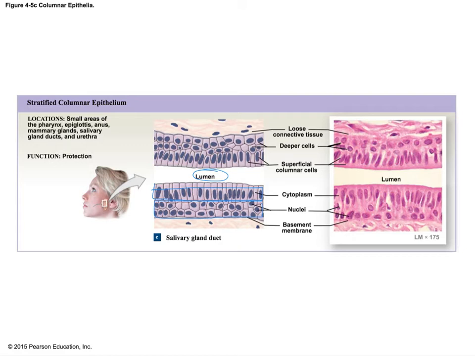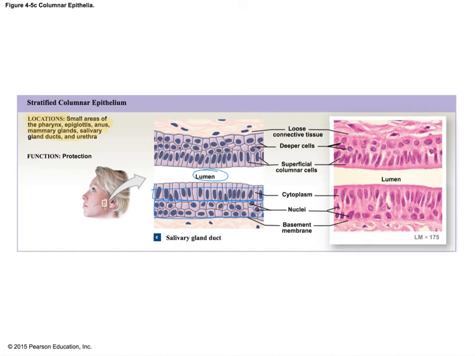Locations of stratified columnar epithelium include the pharynx, epiglottis, anus, mammary glands, salivary glands, and the urethra. The pharynx would be your throat. The epiglottis is kind of like a valve, if you will, in the back of your throat that opens and closes when you swallow, so you don't get food going down your trachea or your windpipe. And the urethra is the end of the urinary tract.